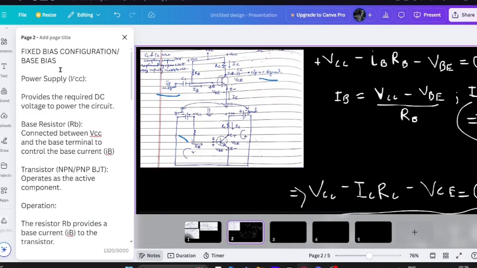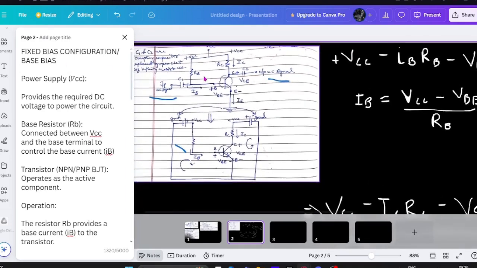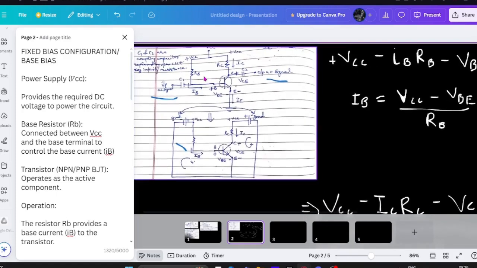Now moving ahead, we move to the exact topics that we need to explore in this video, and one of the three is fixed bias configuration, or base bias configuration. The components required for this circuitry, which is roughly equivalent to the one we need to configure in this session.